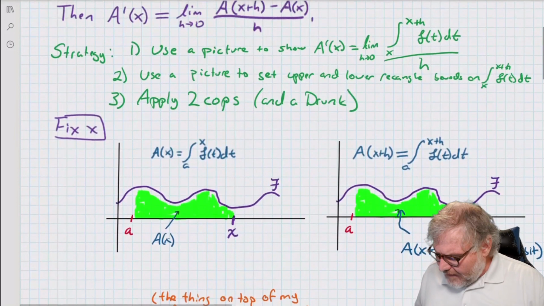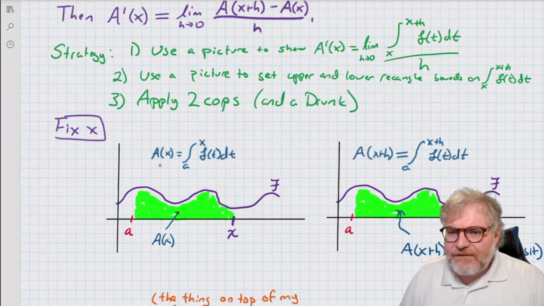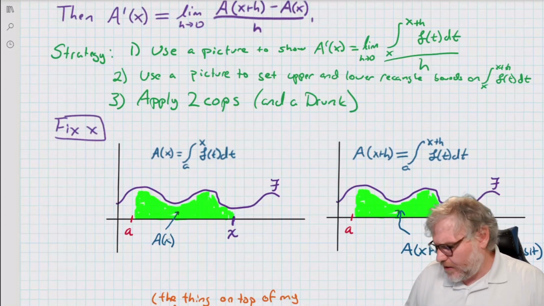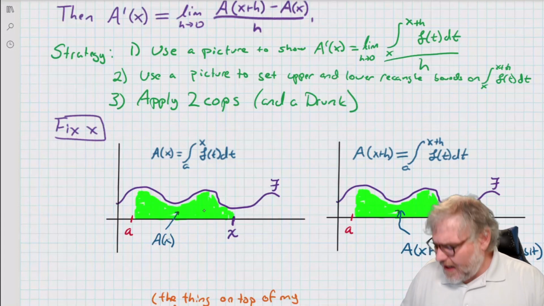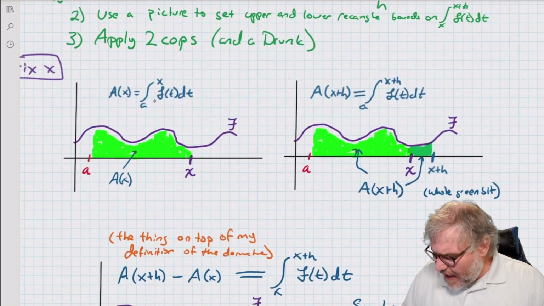Now, let's look at A of x here. So here's my f, and A of x here is the integral from a to x of f of t dt. That's the area under the curve written in area notation. So here's my base point a, and here's x. So this green area is the stuff I'm interested in, going from a to x.